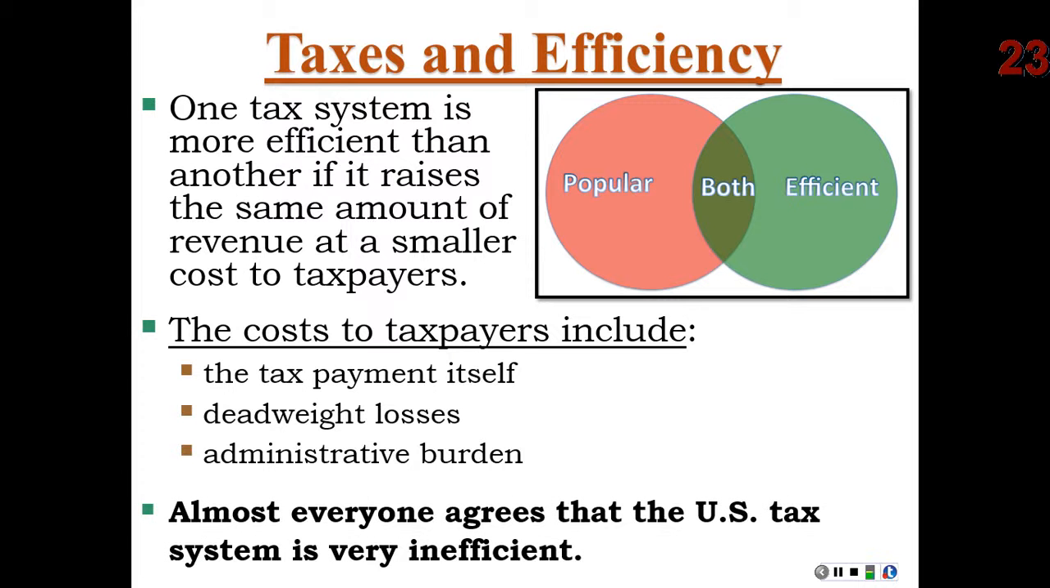Almost everyone agrees that the U.S. tax system is very inefficient. There's lots of loopholes in our tax system, especially our income tax system. There's lots of tax preferences given. There's a pretty large administrative burden in terms of the IRS and so on, where we are paying lots and lots of money to raise lots and lots of money. And there are some movements to try to make our tax system more efficient.